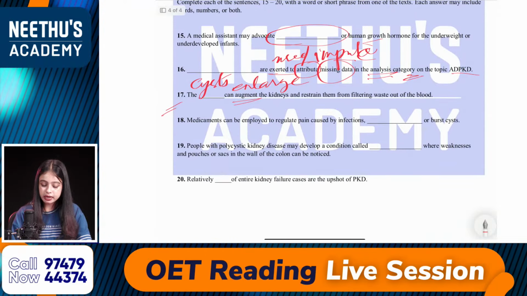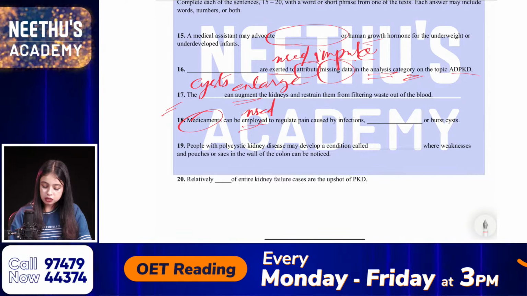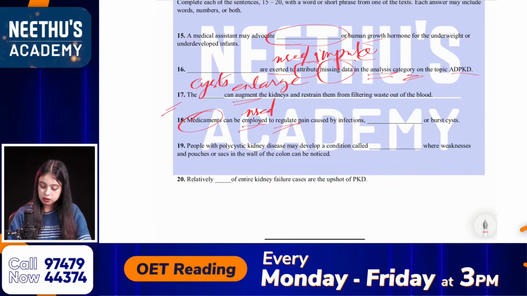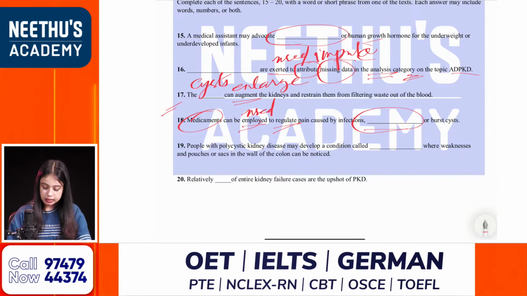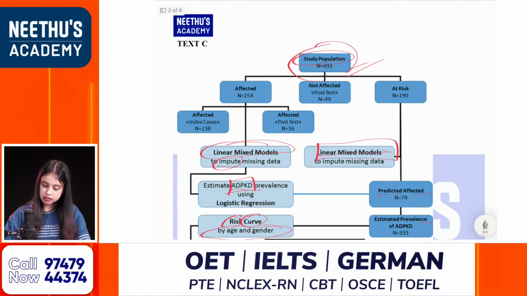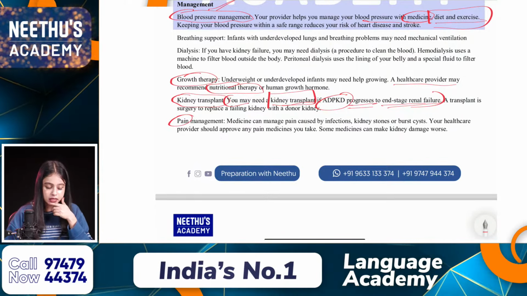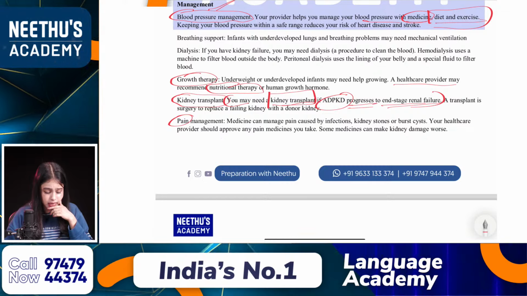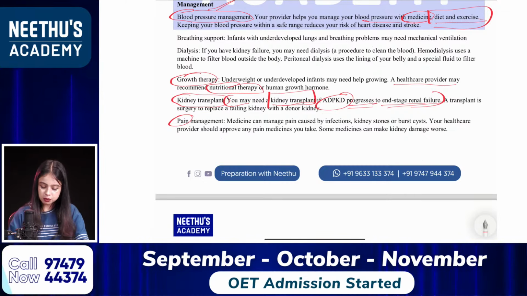What about the 18th? Medicaments, which means medications, can be employed or used to regulate pain caused by infections, dash or burst cysts. It's from text D, I guess, because medications are mentioned. Okay, it is from text A. So what about the 18th one?